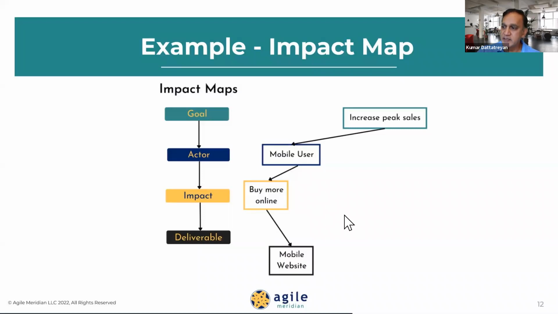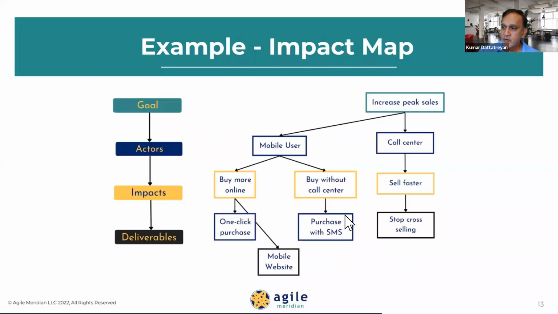If we expand this even further, say you have another actor, it's a call center, and you can see this mobile user, right? So there's maybe some different impacts: buy more online, buy without a call center. Maybe the deliverable there is to allow them to purchase through text, just to be able to text their order in. That's a very simplistic example, of course, but you can kind of get the idea of how impact mapping might work. Again, this is almost like a mind map where you and your product people are thinking about the different options and thinking about the impacts that you're trying to create.